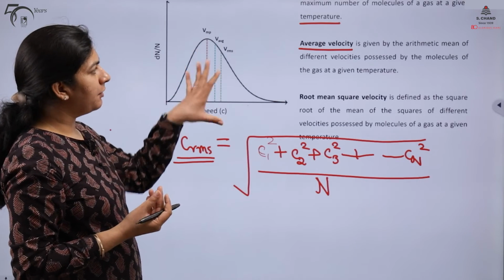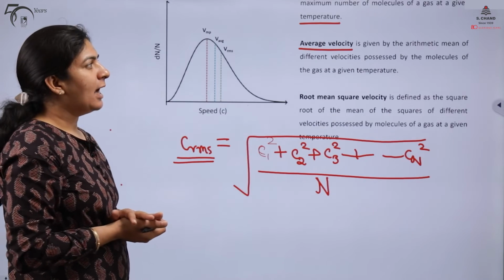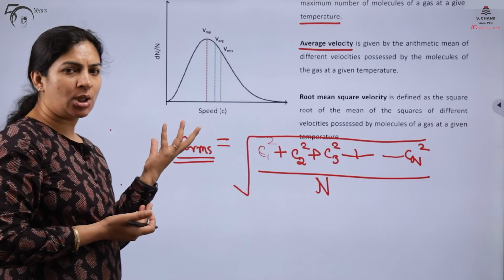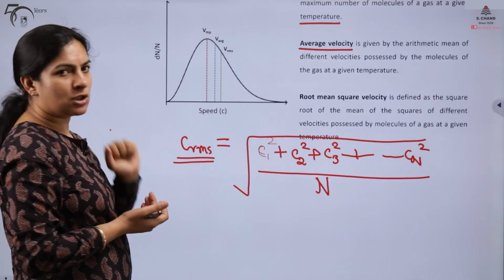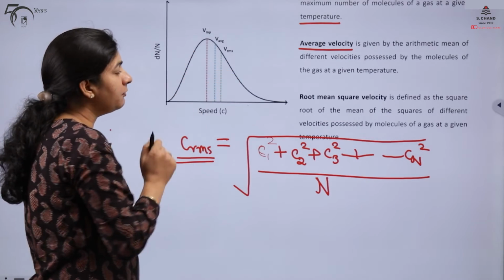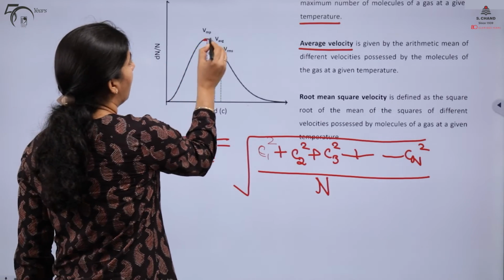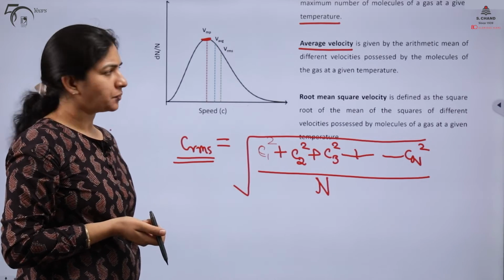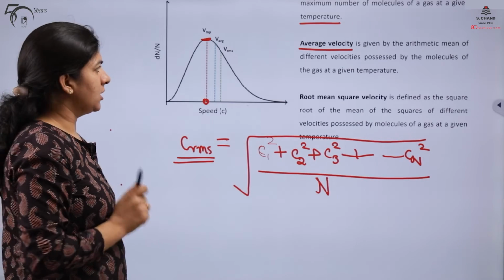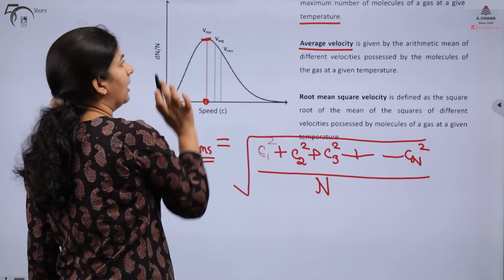So these are three different types of velocities which we define for gaseous molecules, and if we want to know their location or position on the Maxwell Boltzmann distribution curve, we have again drawn the distribution curve here. In the distribution curve, the most probable velocity is defined by the maxima of the curve. The maxima of this curve represents the most probable velocity. Then the average velocity comes in between the most probable and the RMS.